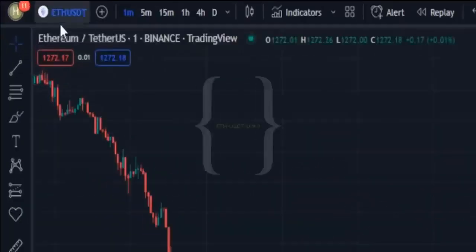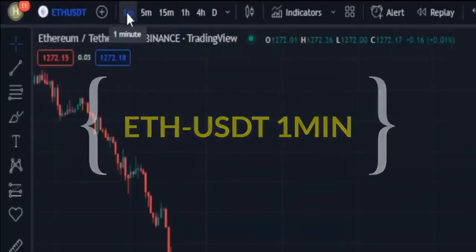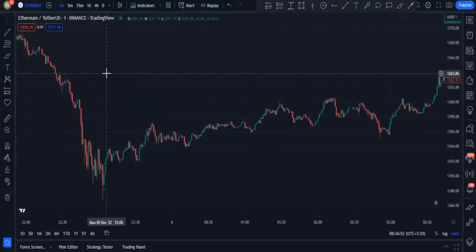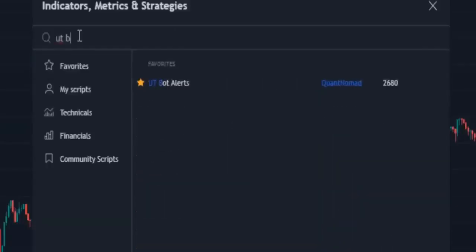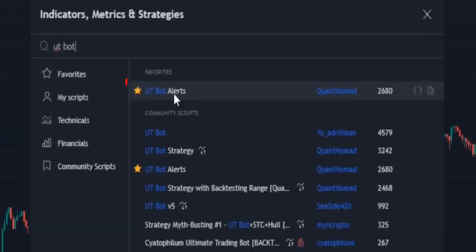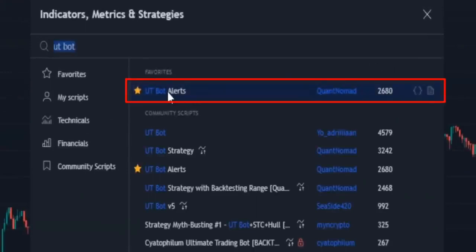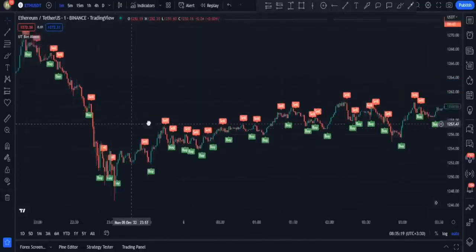For now, I choose the Ethereum chart with the 1 minute time frame. Next, I'm gonna add the first indicator to my chart. In order to do that, I open the Indicators tab and type UTBot in the search bar and add UTBot alerts to my chart. This is how this indicator looks.